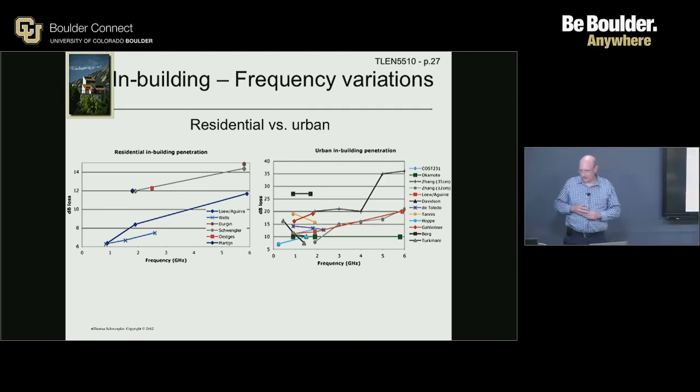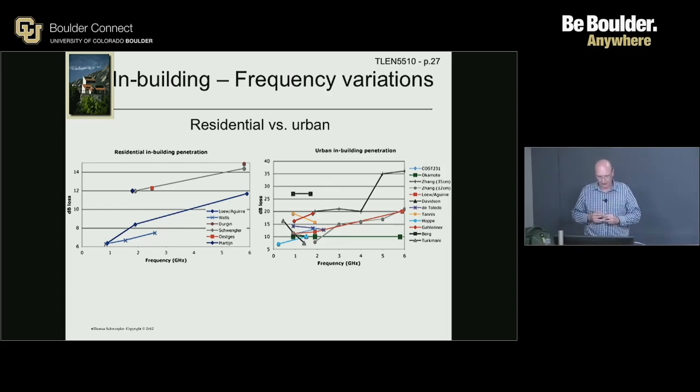Now, that's for residential. Now, if you look at urban buildings, first of all, it's all over the board. Again, especially these guys measured something crazy there at 25 dB high. Everybody else seems to believe it's between 5 and 20 dB. But again, between 5 and 20, that's a big difference, right? Between 5 and 20 is a lot bigger than between 6 and 12.